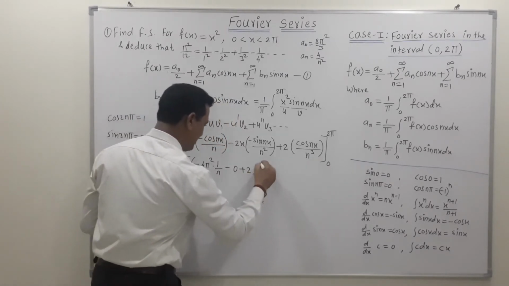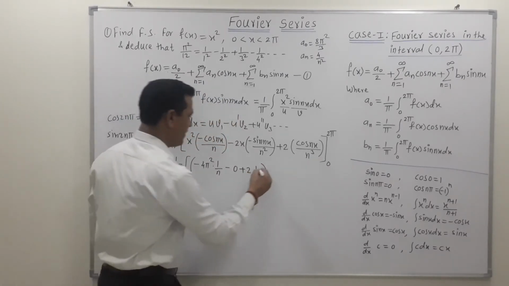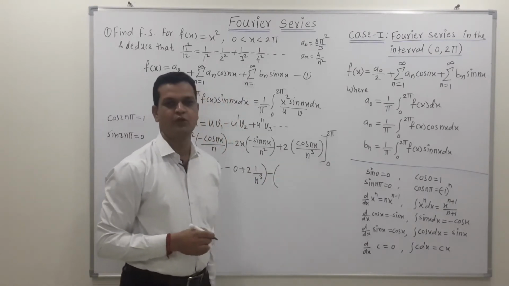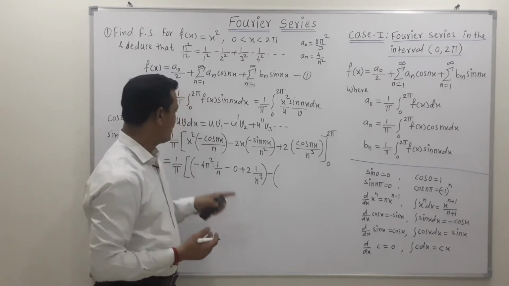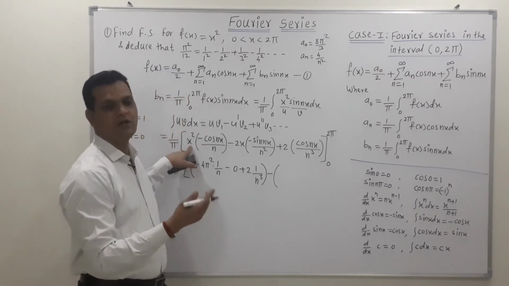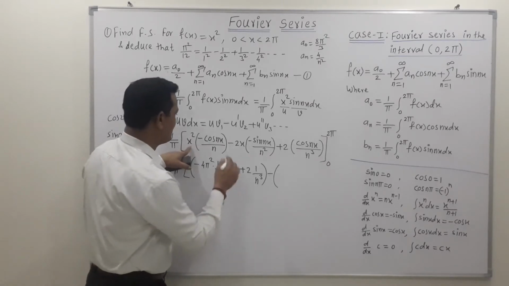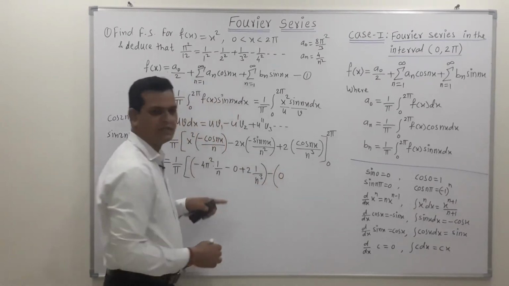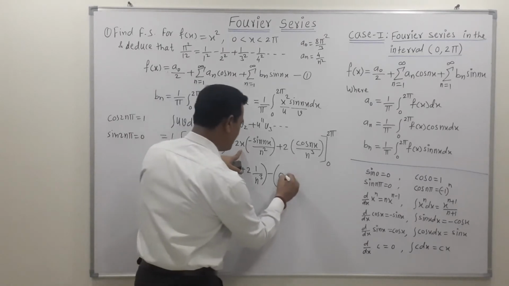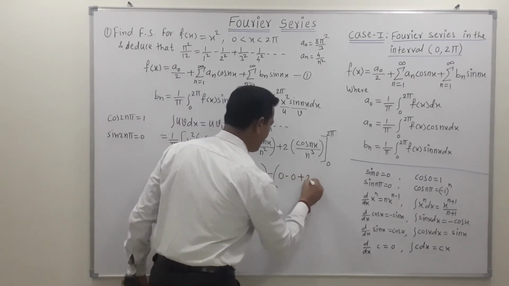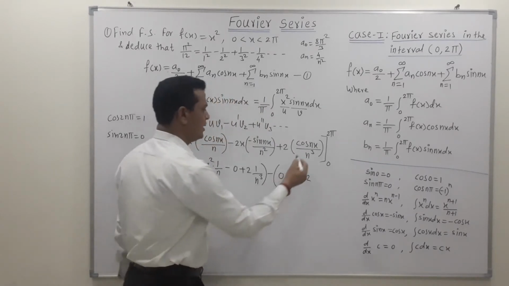So this is the value of the upper limit. Write down one bracket, minus, put the value of the lower limit, where the lower limit is 0. Whenever the lower limit is 0, concentrate on the x term so that we can easily get the answer. If x is equal to 0, then 0 into something is 0, so this first term is 0. If x is equal to 0, this second term is also 0. Now here we get plus 2 into cos of 0.